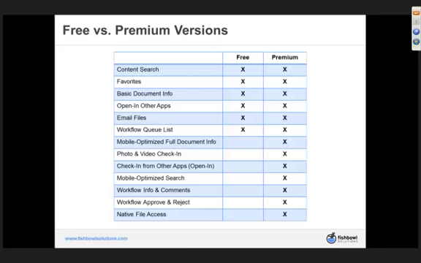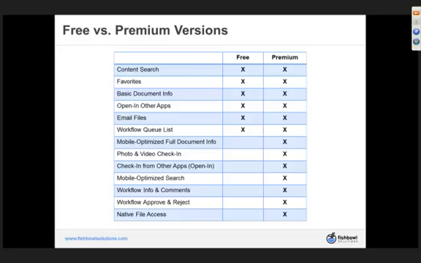So what's the difference? I know Jason mentioned, and I mentioned, this idea of a free and premium version. The difference between those is that the free version is what you get when you initially go out on the iTunes or Android store and download the app. With that, you can search for content, add things to favorites, view basic document info, and open the web viewable file in other apps. You can email files, and you can view the list of items that are awaiting your review in workflow.